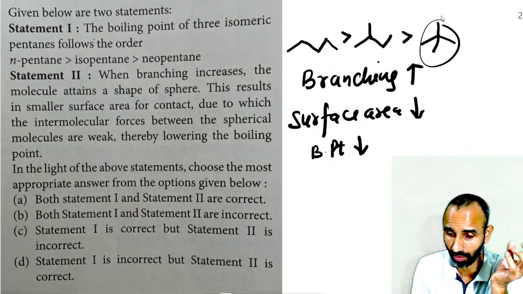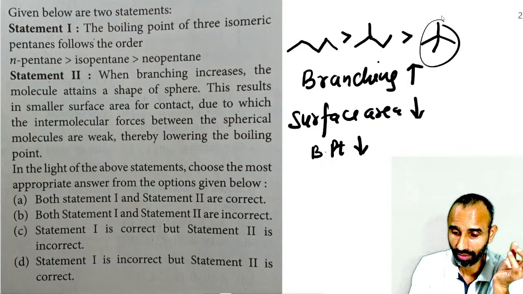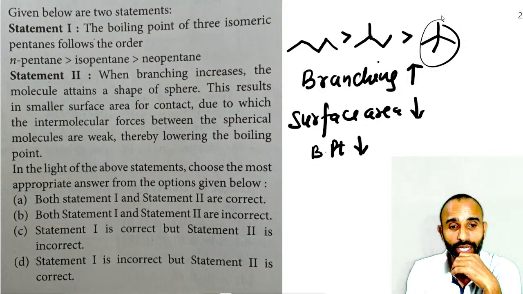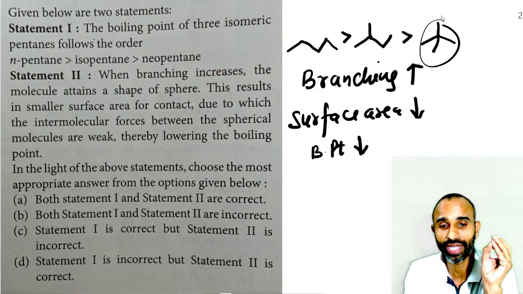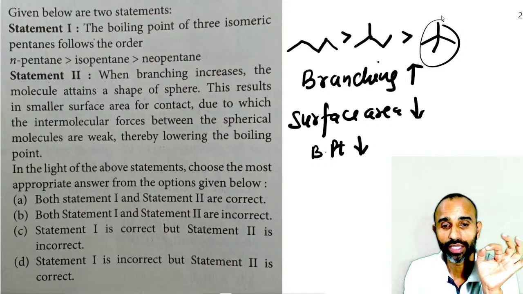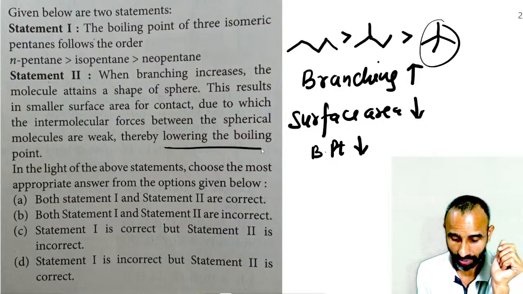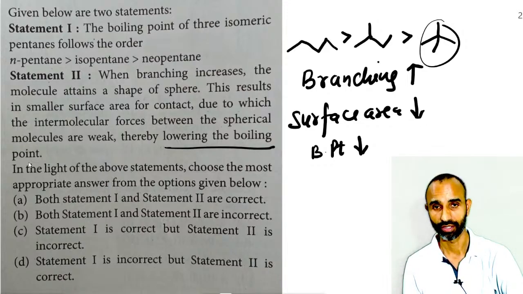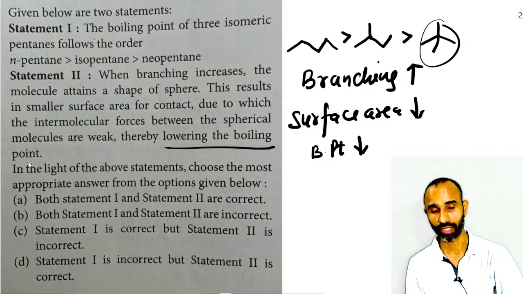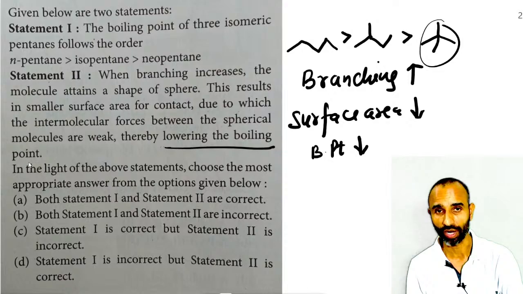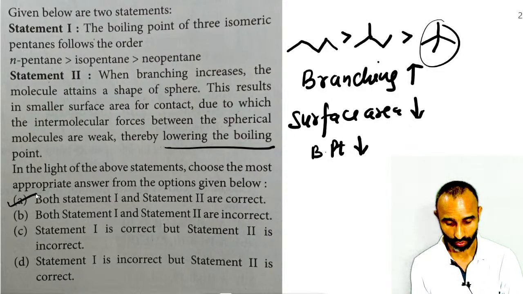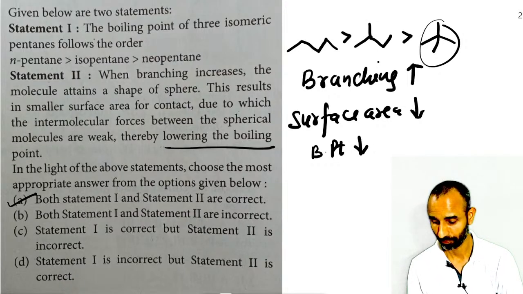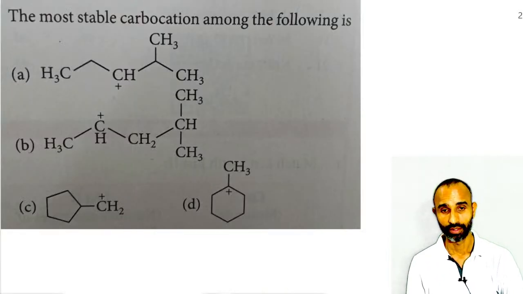See, it becomes almost, it approaches a sphere, and this results in smaller surface area for contact, due to which intermolecular forces between the spherical molecules are weak, and therefore lowering the boiling point. So both the statements are correct, and statement 2 is the correct explanation of statement 1, right? But it is not given simple. Both statement 1 and 2 are correct. This is not reason assertion. It was a statement.